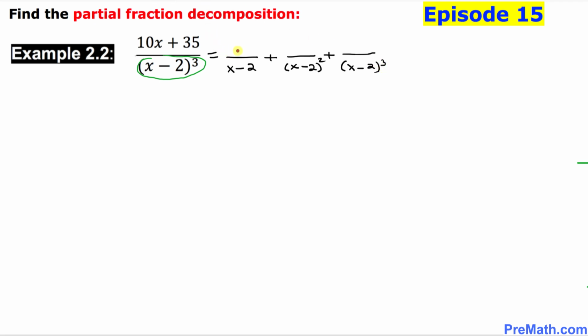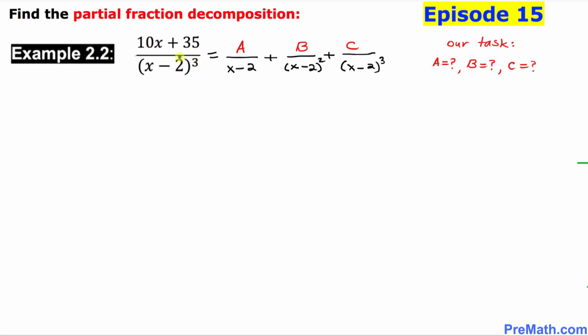And on the top, in the numerator, this is going to be constant A for the first one, constant B for the second, and constant C for the third. And our task is to find the values of A, B, and C.